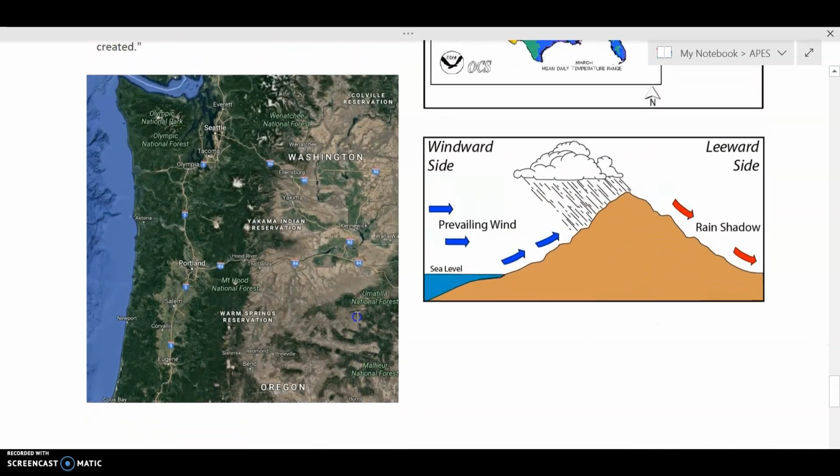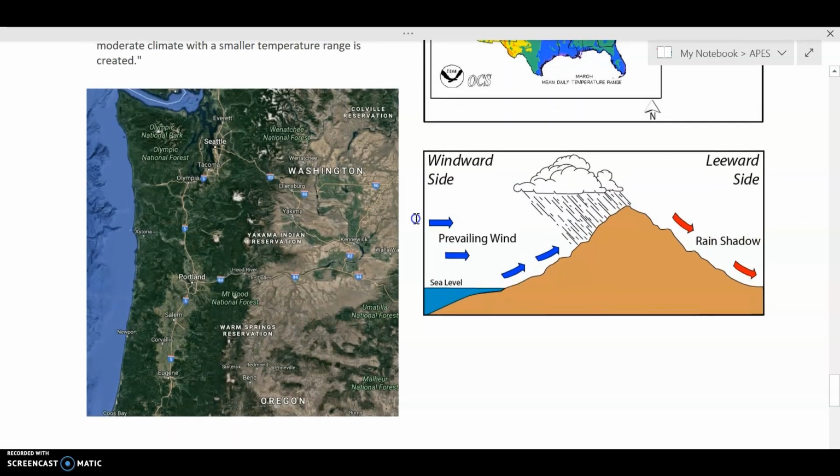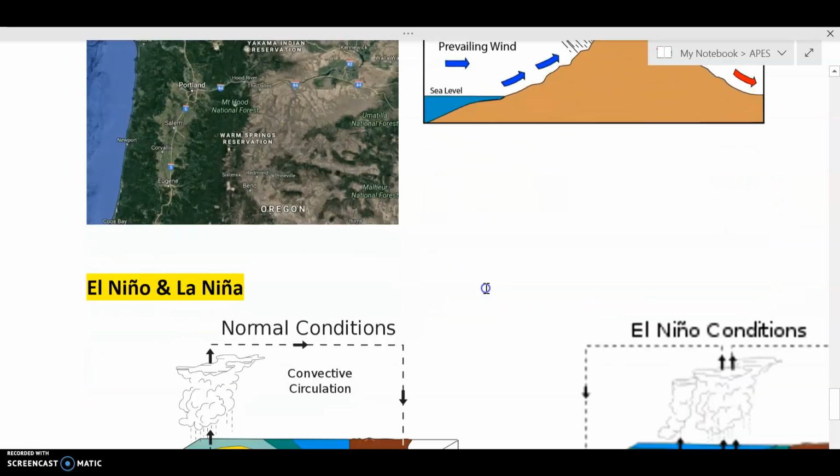Oh, and before I forget, some vocabulary you need to be familiar with is that the side where the air is humid and the wind is hitting the mountain, that's called the windward side. And after all that air loses its humidity and goes onto this side, this is called the leeward side.